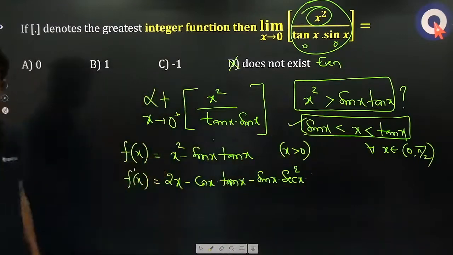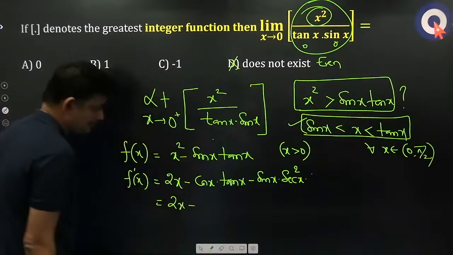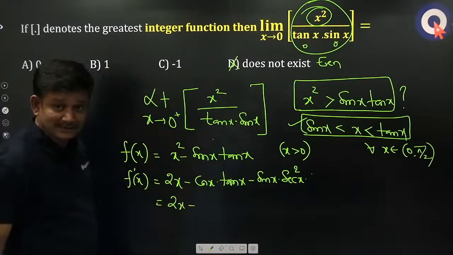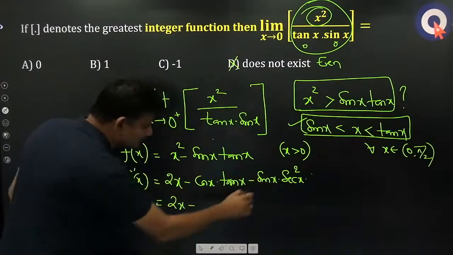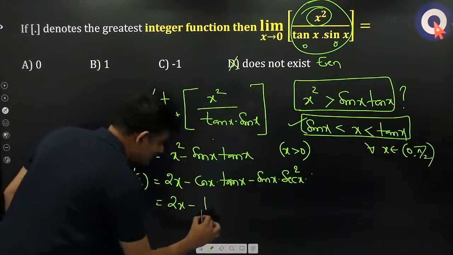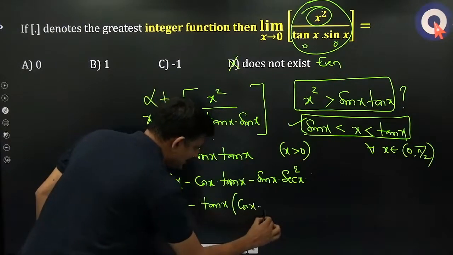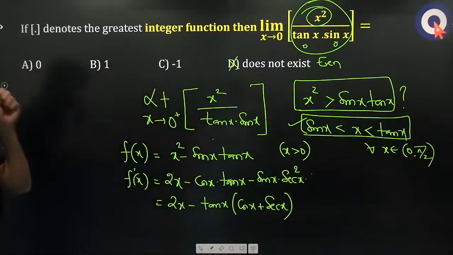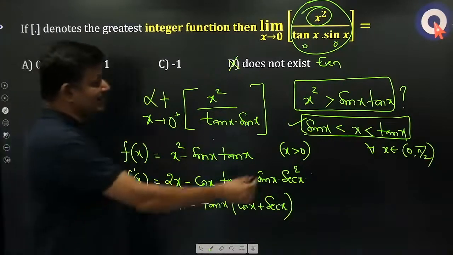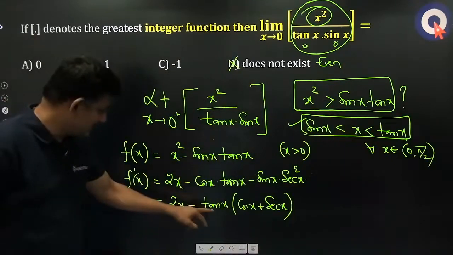But can we see that? Let us see 2x. Here I can see one tan x. Here if I combine one secant x with sin, then again I can see one tan x. So this is tan x into cos x plus secant x. Now can I see something here? I can see two inequalities. One, tan x is greater than x.